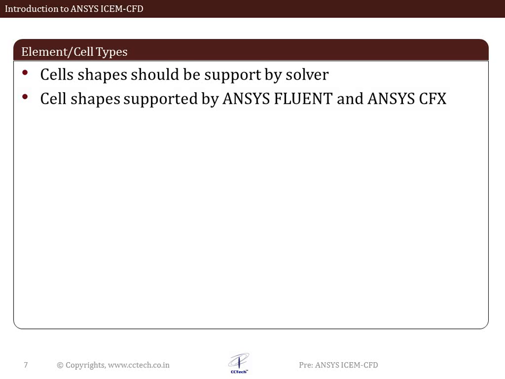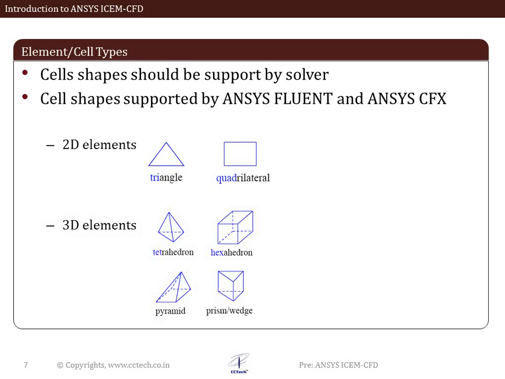ANSYS Fluent has support for a wide variety of shapes. It supports triangles or quadrilateral elements in 2D. Many times these are referred to as tri or quad elements. In 3D, it has support for tetrahedral, hexahedral, pyramid and prism elements. In general, tetrahedral and hexahedral elements are referred to as tet and hex elements. A typical meshing activity involves generation of all types of elements. ANSYS Fluent also supports non-conformal interfaces between two meshed regions. We'll discuss generation and treatment of non-conformal mesh later in the course.